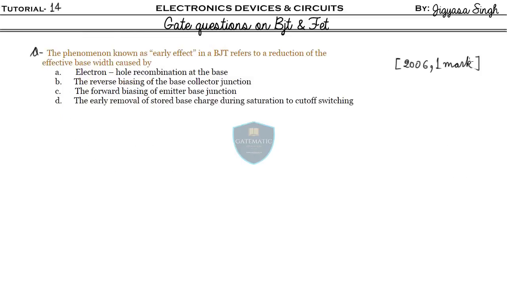Now this question was again asked in 2006 on the early effect. The phenomenon known as early effect in a BJT refers to the reduction of effective base width. Now you know the answer. Please pause the video and take the answer, because if you will not, I'll come there and beat you hard. Okay, so please take the answer. What is the answer? The answer is B.